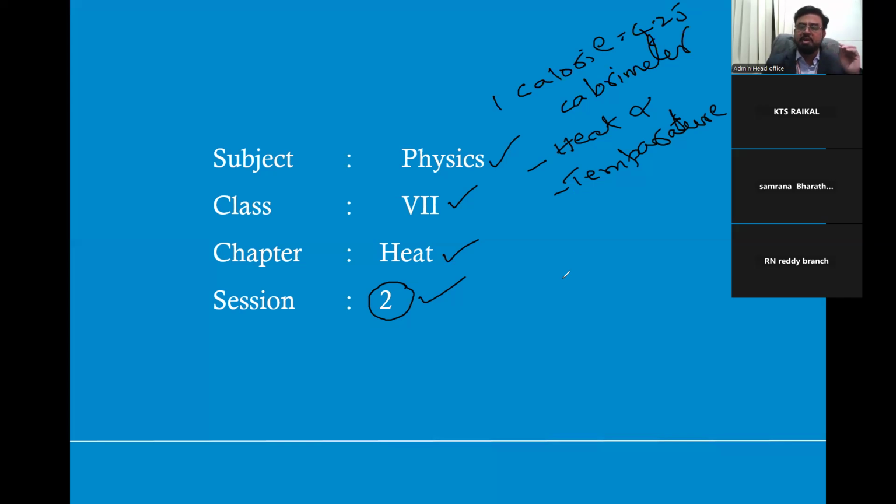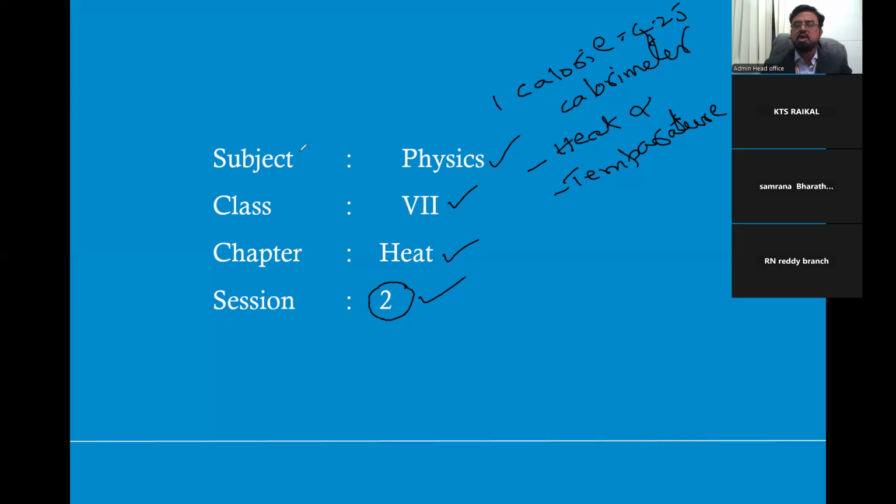Whereas the second term, temperature, is the degree of hotness or coldness. It tells how much heat a body has or how cool a body is. Whether it is 55 degrees Celsius or minus 55 degrees Celsius, minus indicates the coldness, plus indicates the hotness. Either coldness or hotness, no matter, it is called temperature.